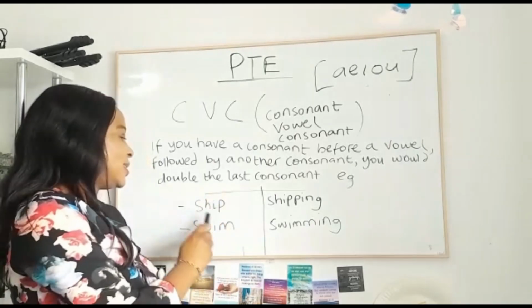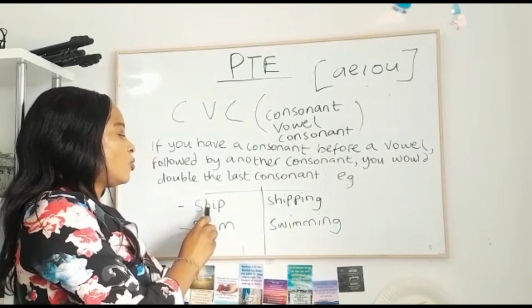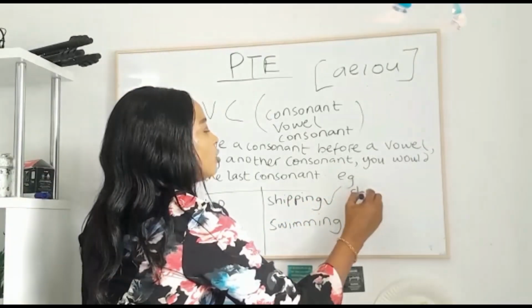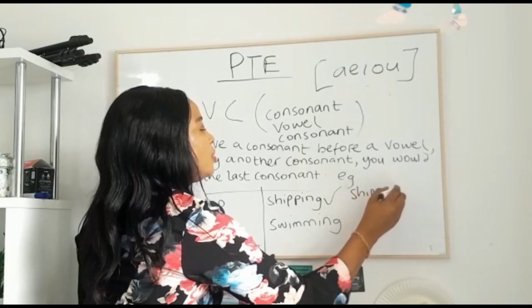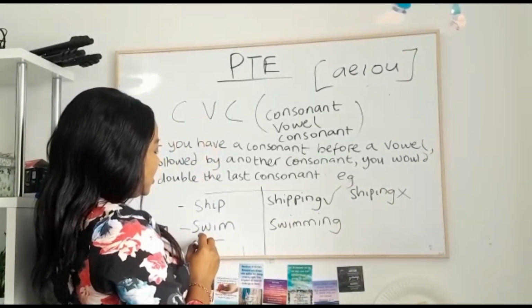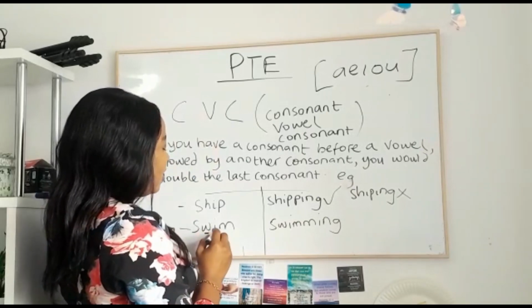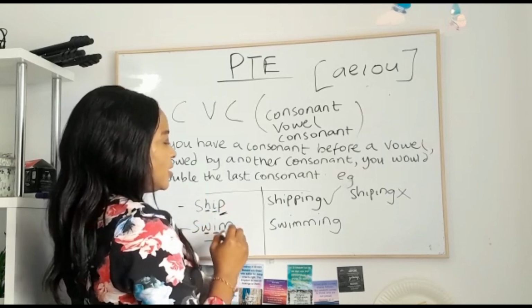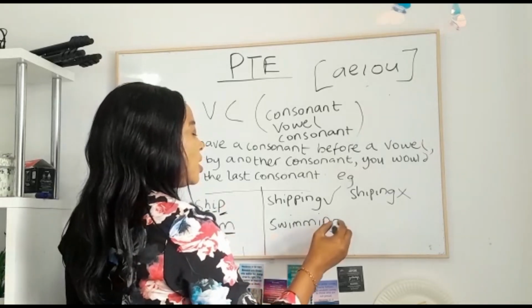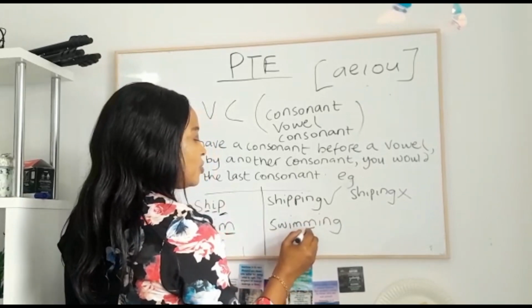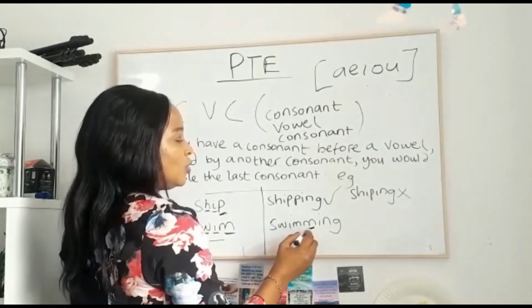So let's say, for example, this is ship. So when you want to write shipping, this is the right spelling for shipping. The other will be wrong. Also, swimming, if you have the word swim, remember this is a consonant, this is a vowel, this is another consonant. Okay, so the word here, swimming, you would see you add another M, so that is the double M you're adding to give you swimming.